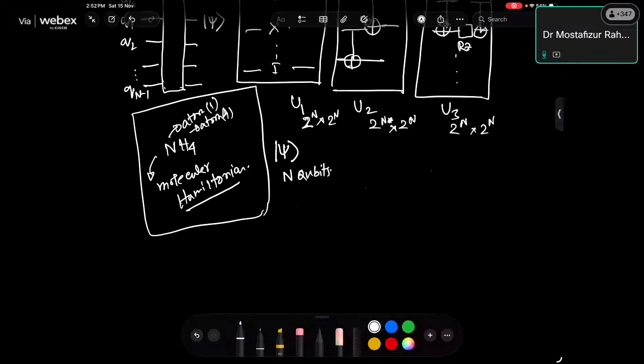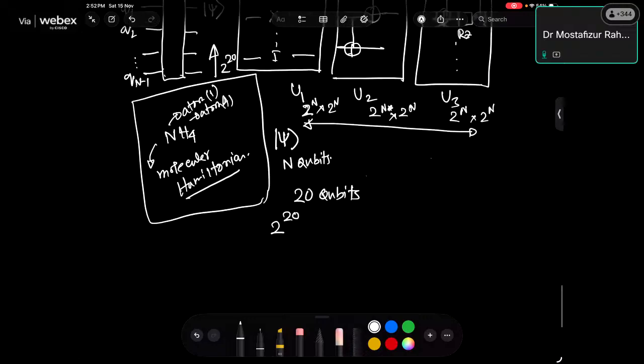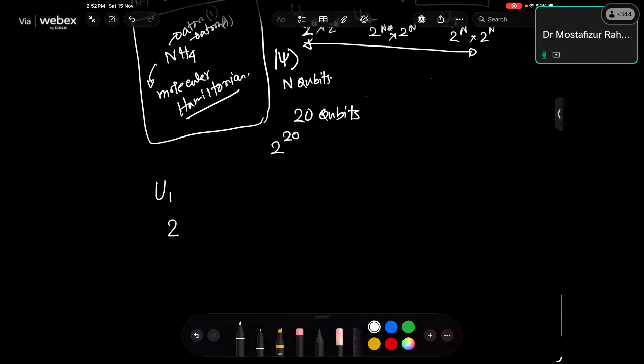So suppose you need 20 qubits to just represent a particular molecule, right? 20 qubits means you have 2 to the power 20. It's a very big number, just for the state representation. And how many matrices do you have here? Suppose you only design one quantum circuit, U1, and U1 has the dimension 2 to the power 20 cross 2 to the power 20, which is another level of complexity. So your n here is 2 to the power 20.